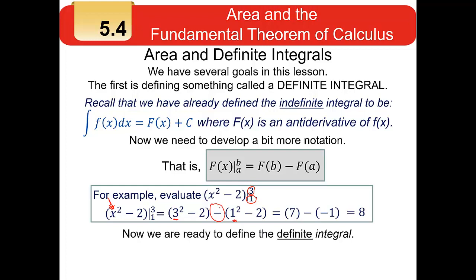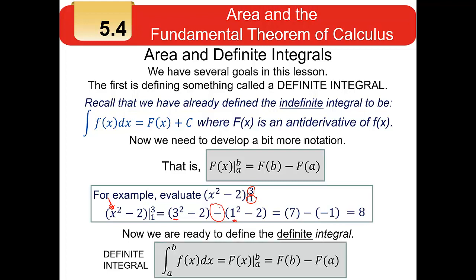But now we're ready, with that notational bit of information added, to define what we'll call the definite integral. The definite integral is defined to be, it's the same symbology we use for the indefinite integral, except we've got these numbers a and b added to the integral sign. Those are called the limits of integration. A is the lower limit of integration, b is the upper limit of integration.